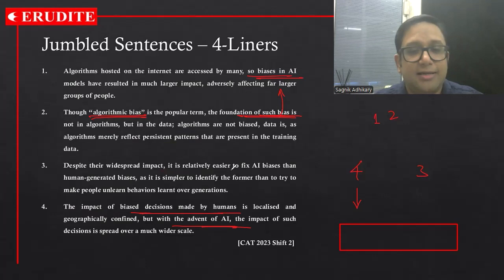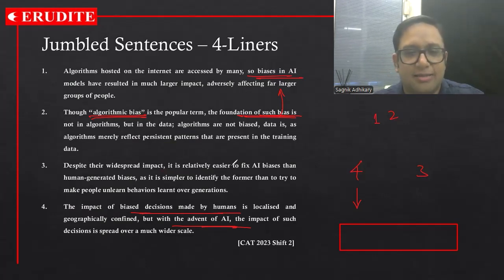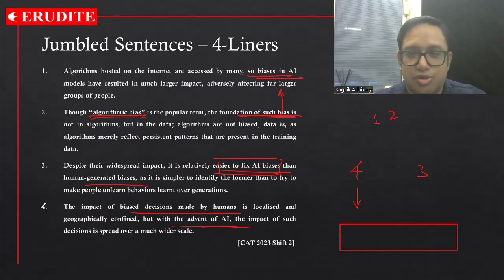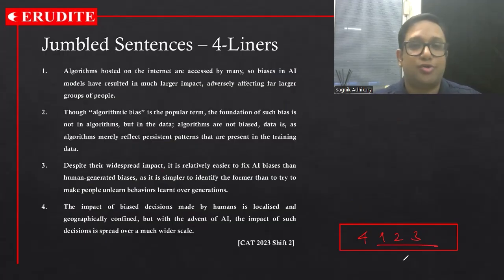And then 3 changes the argument by saying there are relatively easier ways to fix AI bias than human-generated bias. That is clearly the conclusion. So we realize that we first have statement 4, then the pair 1 and 2, then 3. So 4 coming first, then the pair 1 and 2, and finally we have 3. So the correct answer is 4, 1, 2, 3.